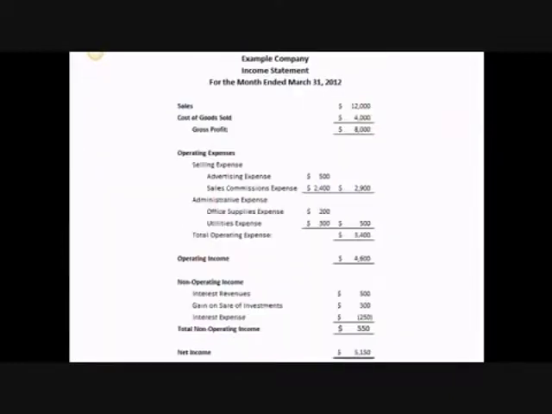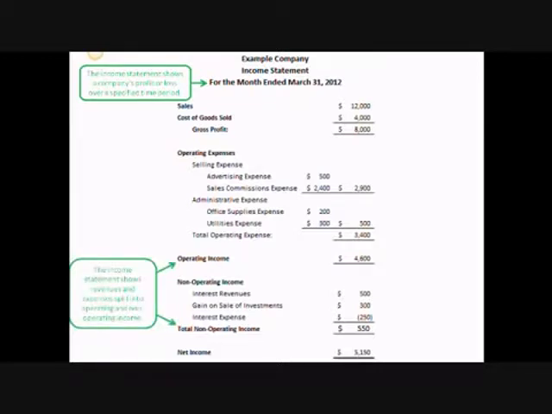The second financial statement that you'll need to learn is the income statement, also known as the profit and loss statement. The income statement shows a company's profit or loss over a specified period of time, and it shows revenues and expenses split into operating and non-operating income. Operating income starts with sales and cost of goods sold to give the gross profit margin. It then deducts operating expenses split into selling expenses and general and administrative expenses.